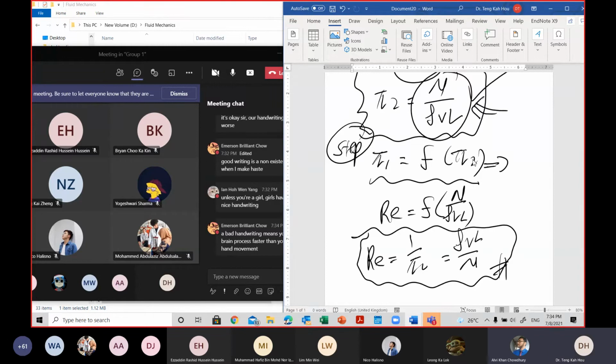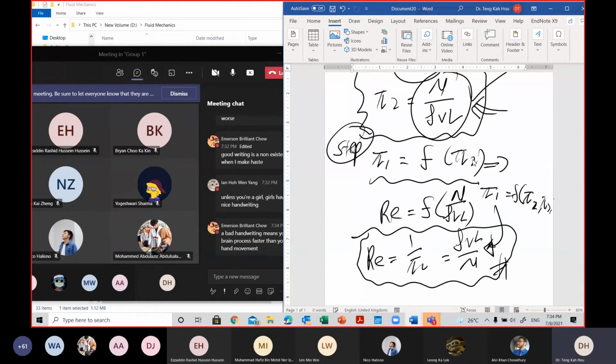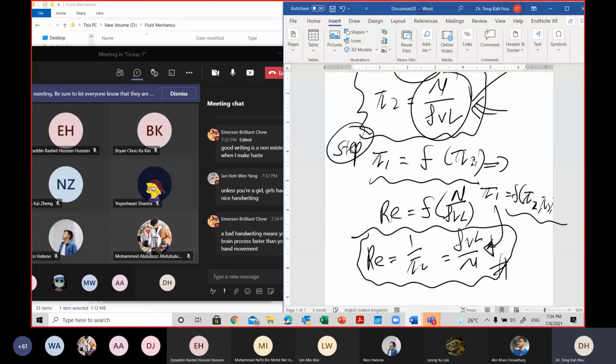Yes, that's the thing. If you got pi2, pi3, or pi4, and the question didn't ask you to prove it for the format, your answer will be pi1 equal to function of pi2, pi3, or pi4. Is that clear? In case the question does not ask you to prove it, you're all right with this.